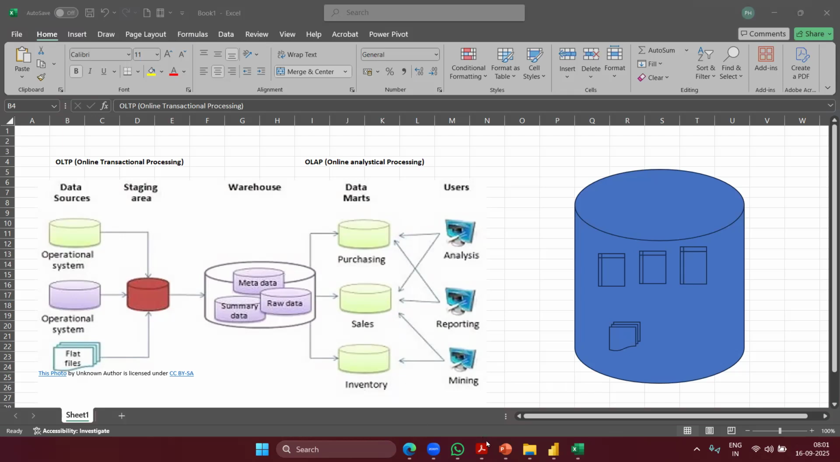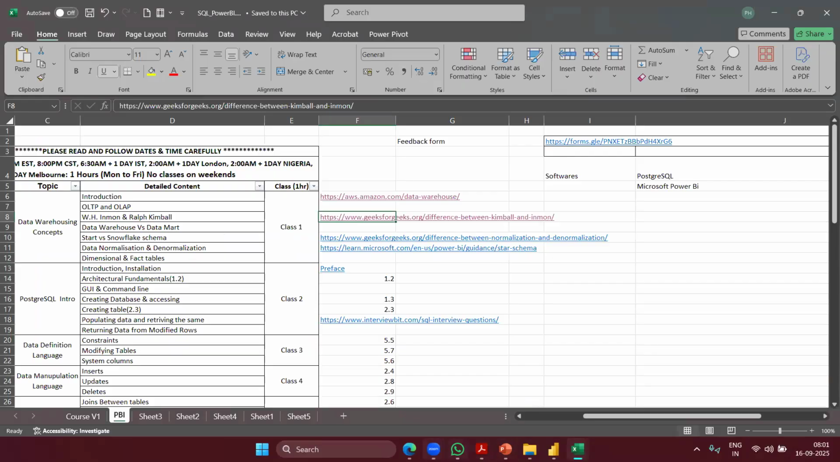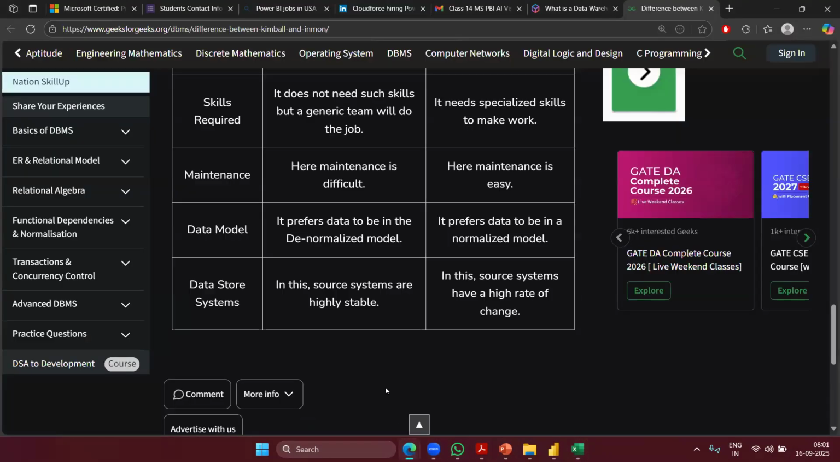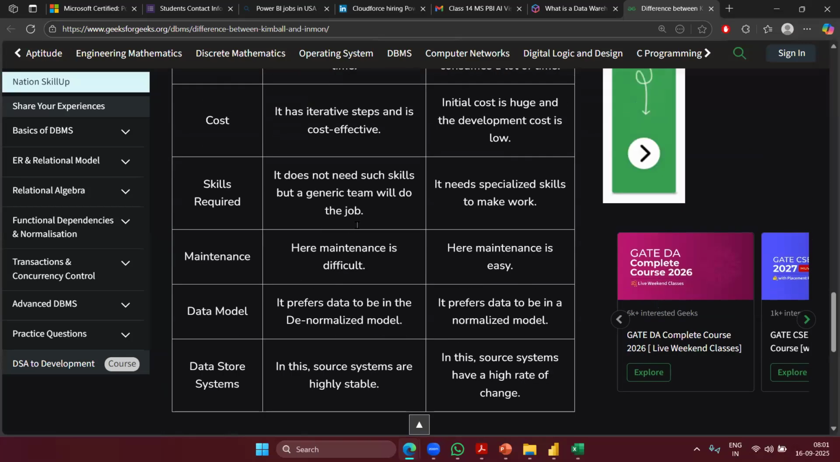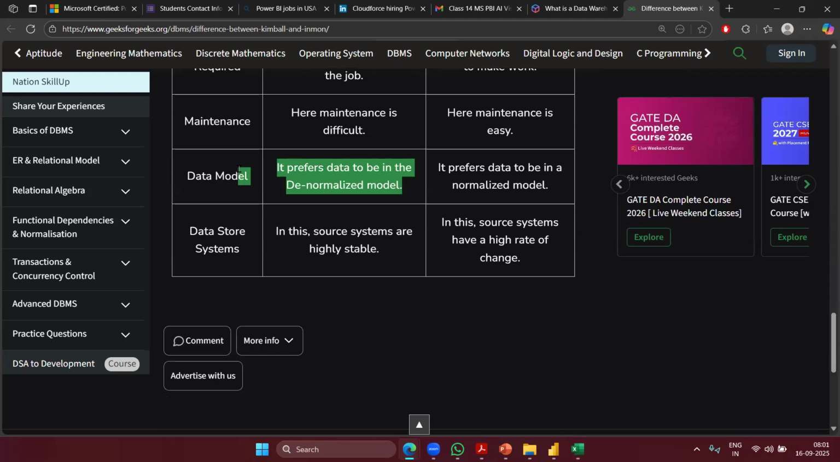Now, what it says is: the Kimball approach follows a denormalized model, whereas Inmon prefers the normalized model.